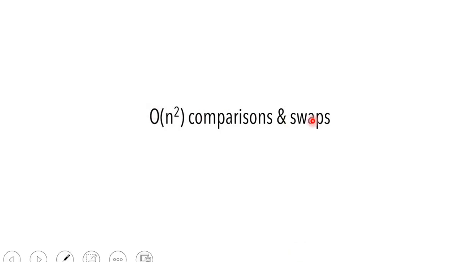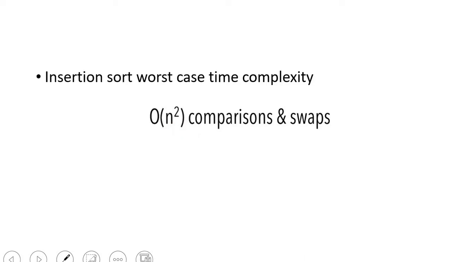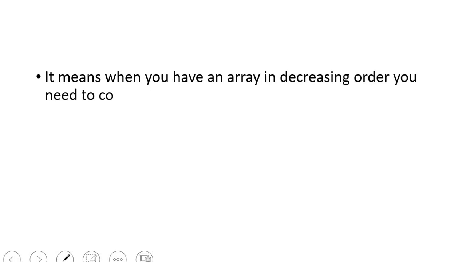In insertion sort we have big O of n square comparisons and swaps. Why does this happen? When you have an array in decreasing order, you need to compare and swap every item. That means that both loops will work, because whenever we have two loops we have n square complexity, where n is the number of items in the array. So I hope you understand this concept very nicely.